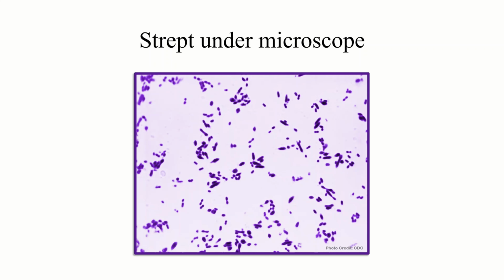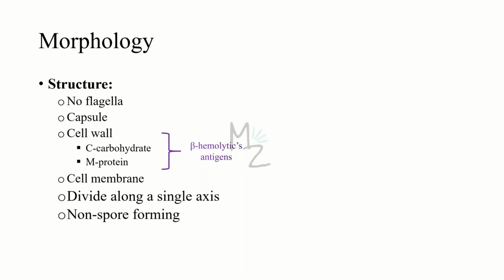Because it is gram-positive, it will stain purple or blue in the presence of gram stain. As you can see, this strep under the microscope is stained purple. It is spherical in nature. It has no motility apparatus like a flagella. It exists in chains and pairs. It has a capsule that can protect it against phagocytosis.